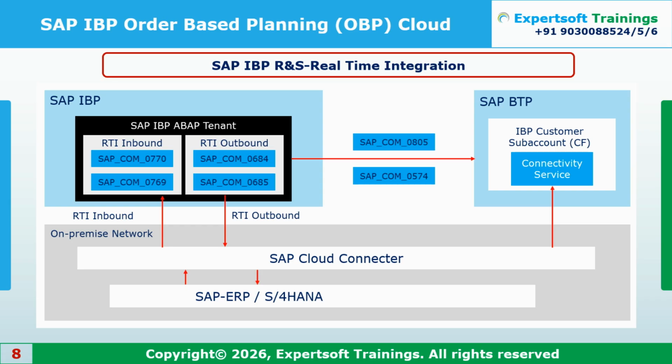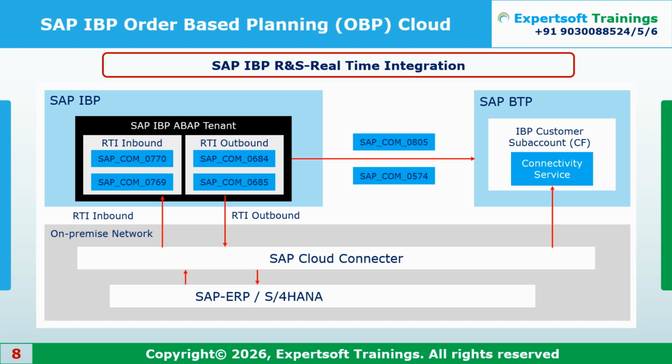So when you're dealing with the RTI for response and supply, the results are in real time. Once you set up the integration, if new stock comes or there are any changes in your transactions, it will immediately reflect in your IBP and will be considered in your corresponding planning runs.